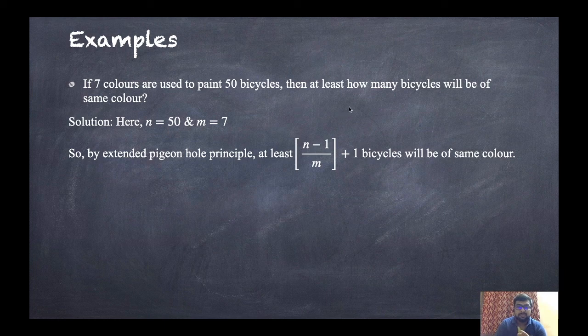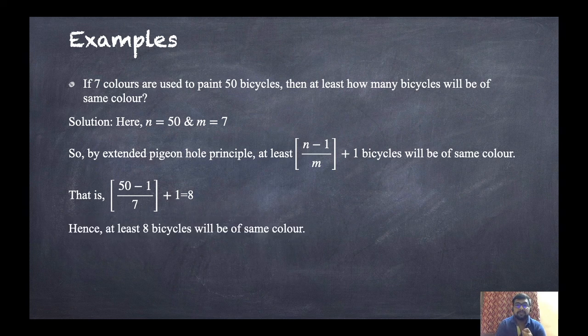It is given by this formula, the integer part of (n minus 1) by m, plus 1. Here n is 50, so 50 minus 1 divided by 7, so 49 by 7, plus 1. So 7 plus 1, that is 8. Hence there will be at least 8 bicycles of the same color. Easy.